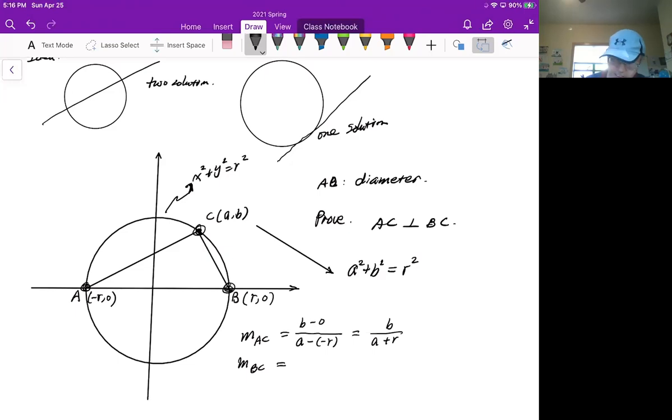The other one, I get a point here. So I get the B minus 0 and I get the A minus R. So I get the B over A minus R. Right? So far, so good.